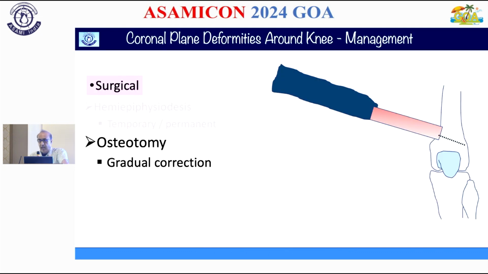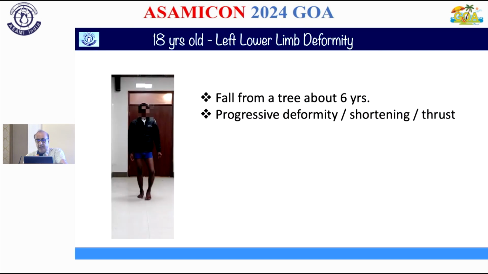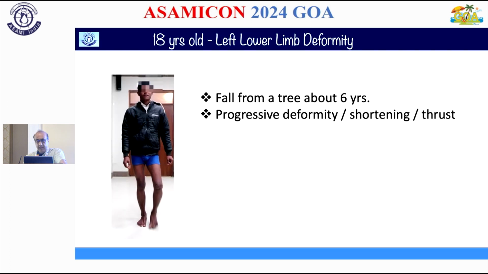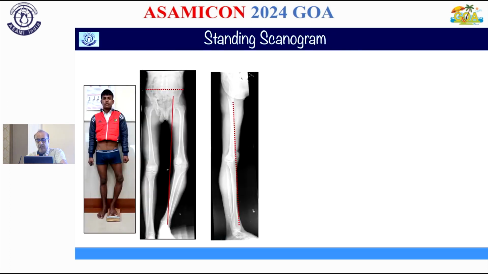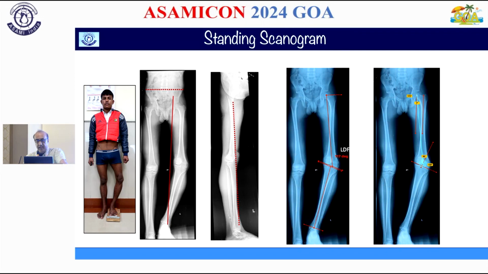So coming to the last example of a gradual correction. You have this child, an 18-year-old boy. He fell down from a tree about 6 years back. He had a progressive deformity, shortening, as well as abnormal thrust. As you can see, he has multiple deformities, shortening, varus. So not all varus is in the tibia.